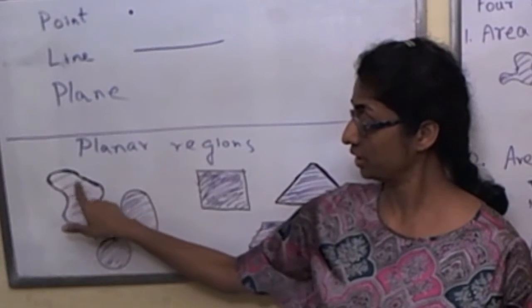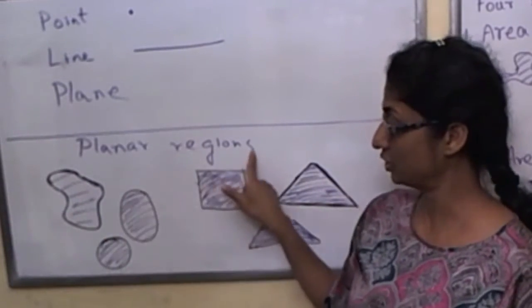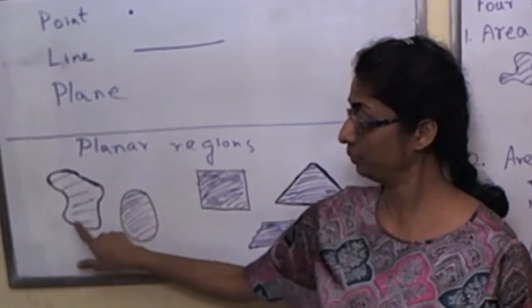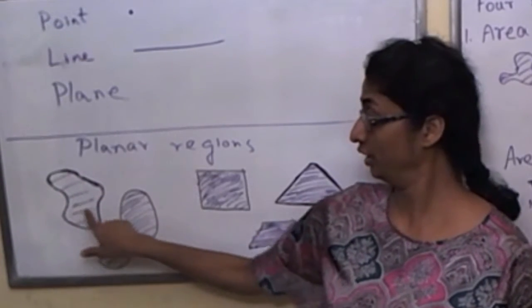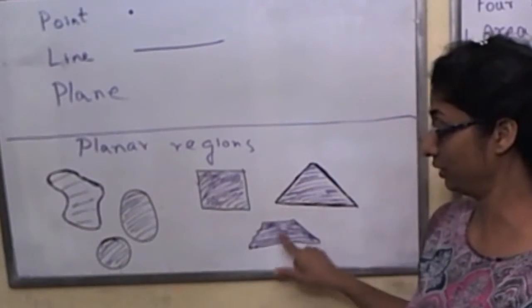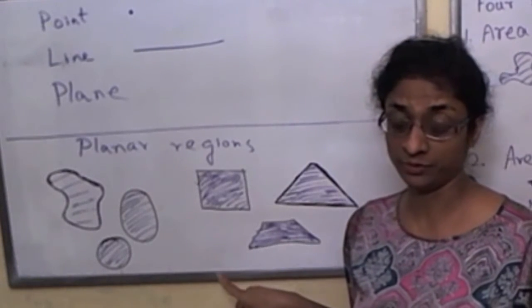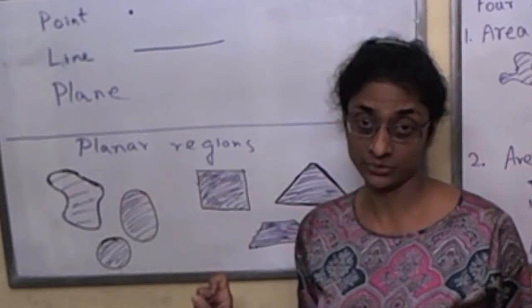And I've also shaded this region. So by planar region, I really mean the collection of all of the points, including the boundary. That's what I refer to as a planar region. So each of these is a planar region. And we will discuss the concept of area of a planar region as follows.